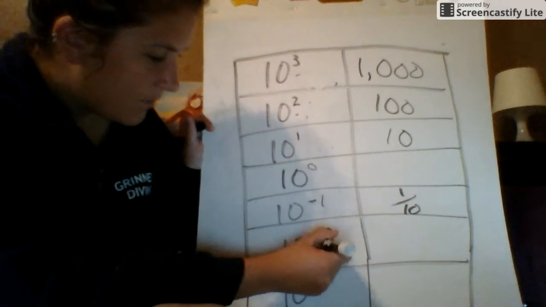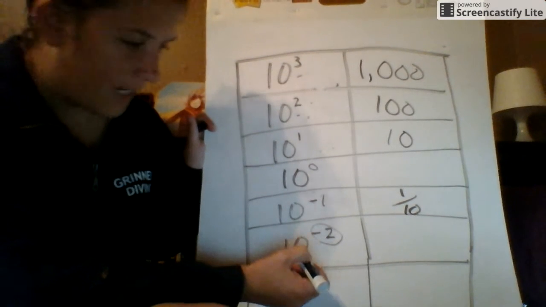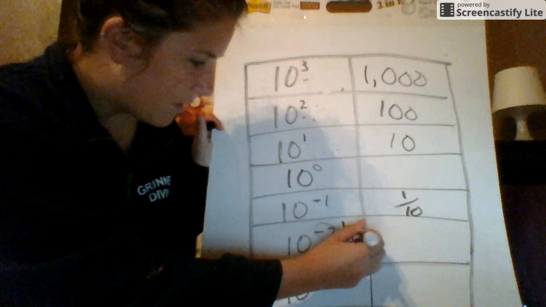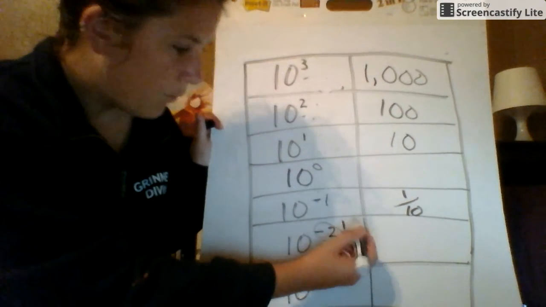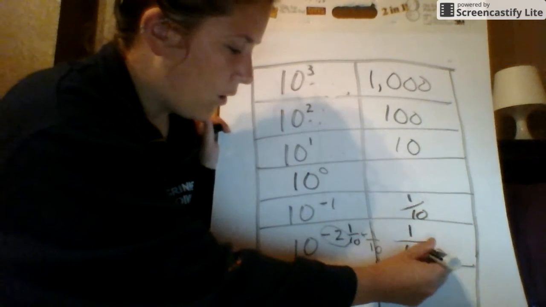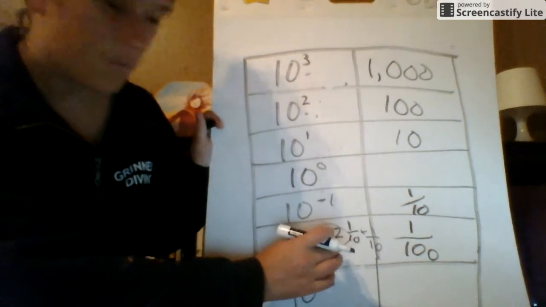Next one, 10 to the negative second power. The negative exponent tells me to divide. I'm going to divide by 10 two times. So I get 1 over 10 times 1 over 10. Well, 1 times 1 is 1, and 10 times 10 is 100. So 10 to the negative second power is 1 over 100.